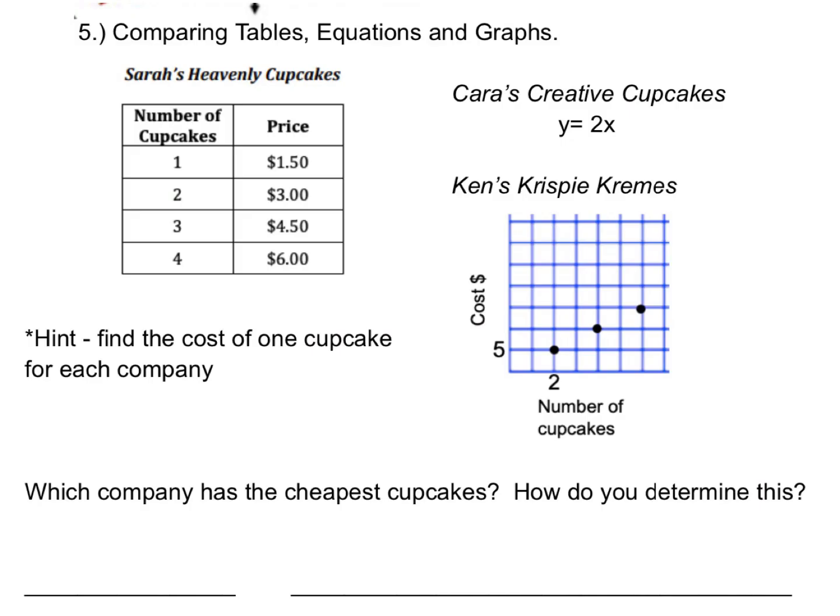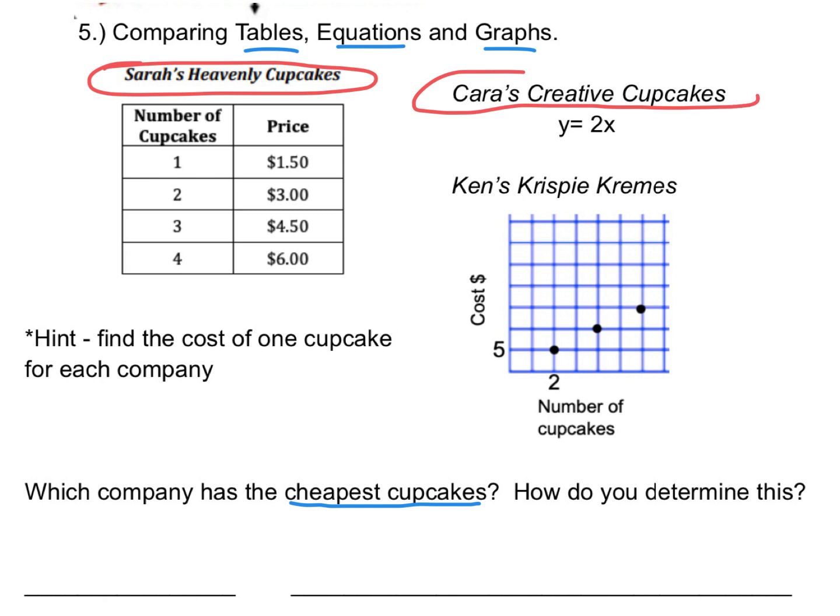Okay, for our next question, we are going to compare a table, an equation, and a graph. And it looks like we have to figure out who has the cheapest cupcakes. Okay, so we have Sarah. She has Sarah's Heavenly Cupcake, so we can look at the price in the table. We have Kara, Creative Cupcakes, and we just have the equation there. And then Ken's Krispy Kremes, we're going to look at the graph.